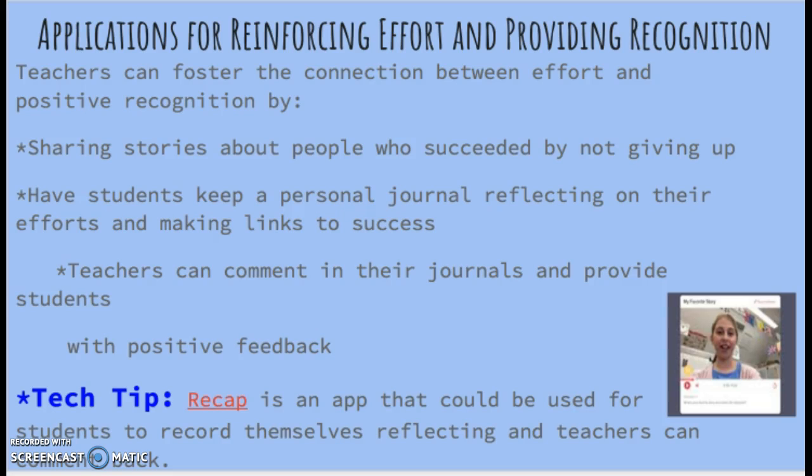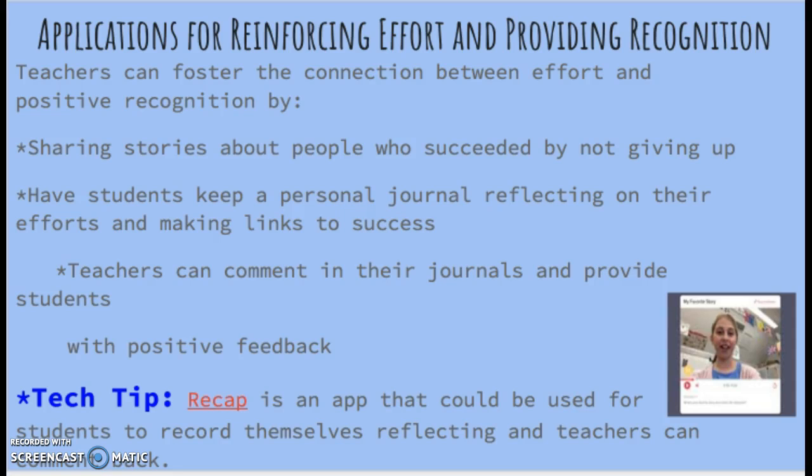So how can we apply this in our classrooms? We can foster the connection between effort and positive recognition by sharing stories about people who have succeeded by not giving up. Have students keep a personal journal reflecting on their efforts and making links to success. And with this, teachers can comment in the journal and make sure that students know that they are being heard.